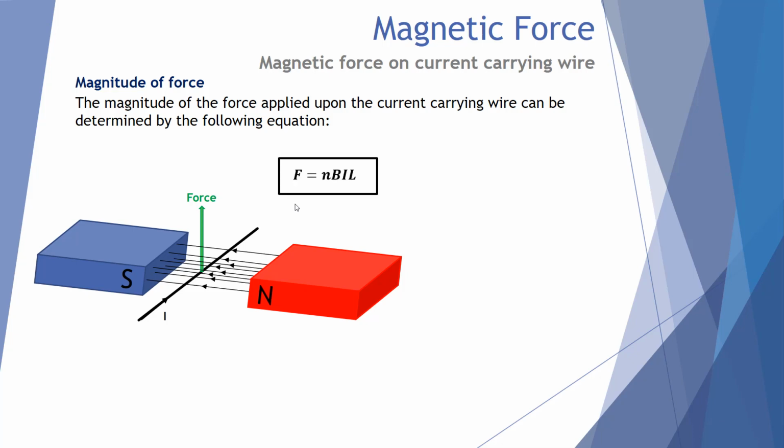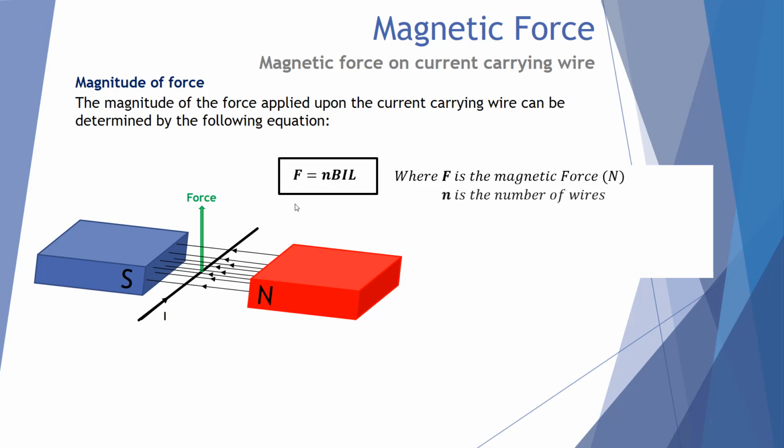And here's our equation, F equals NBIL, where F is the magnitude of the magnetic force in newtons. N is the number of wires. There are some scenarios where there's just a single wire and other scenarios where there's a bundle of wires.